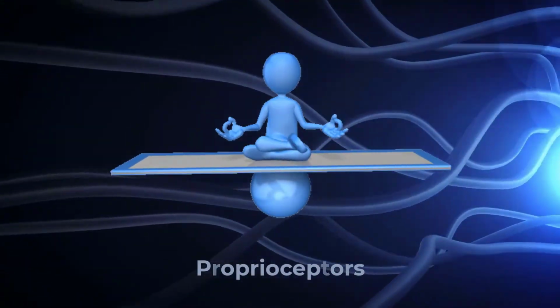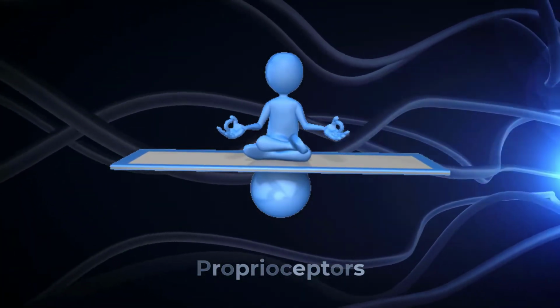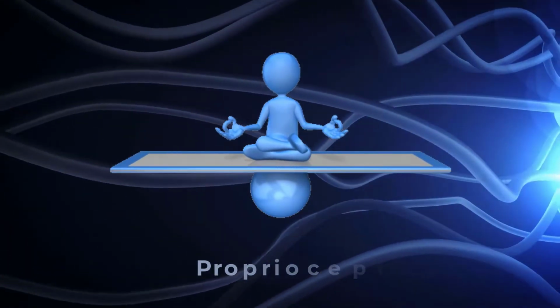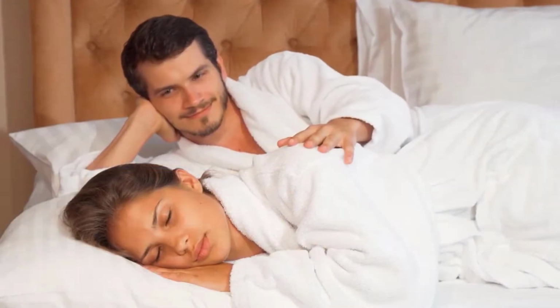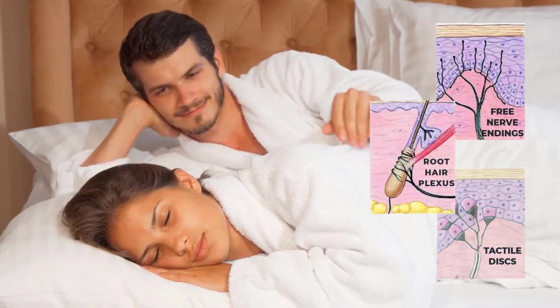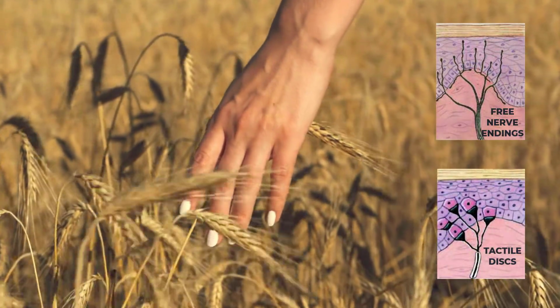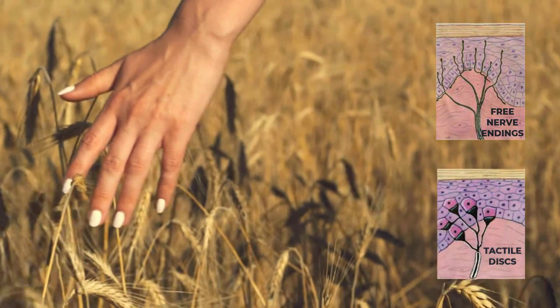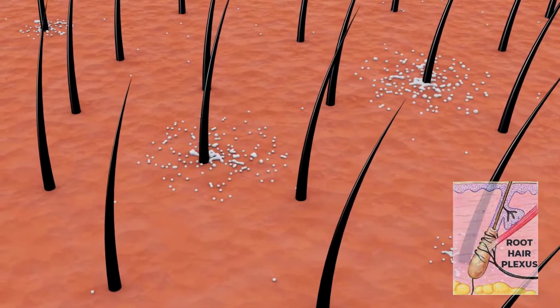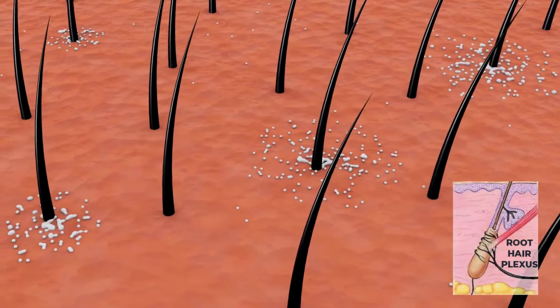Proprioceptors detect the positions of joints and skeletal muscles and are the most complex of the general sensory receptors. Fine touch is sensed by free nerve endings, tactile discs, and the root hair plexuses. Free nerve endings and tactile discs respond to light contact with the skin, whereas the root hair plexus responds to the initial contact with the hair shaft.